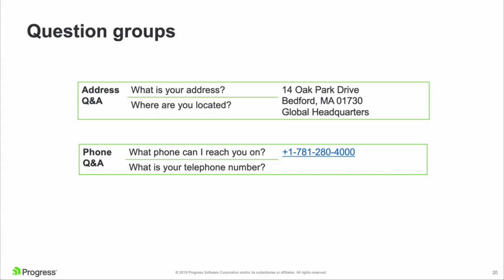So let's imagine we have one Q&A that allows the user to ask for the address with two possible questions. What is your address and where are you located? And the answer for that should be 14 Oak Park Drive, Bedford, etc., etc. And then the second set of Q&A should be for phone. So the user should be able to ask something like, what phone can I reach you on? Or what is your telephone number? And the chatbot should respond with +1 781 280 4000. So let's have a look at how this whole process works.